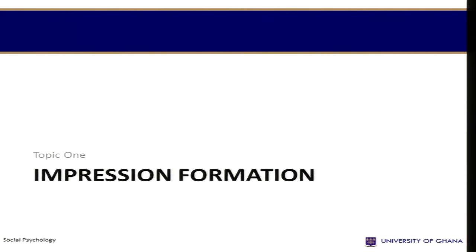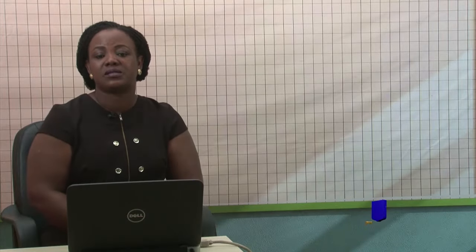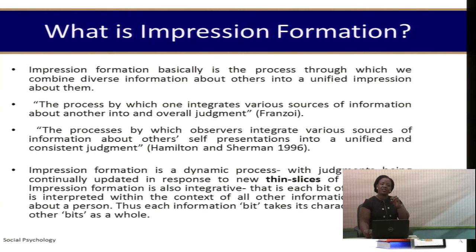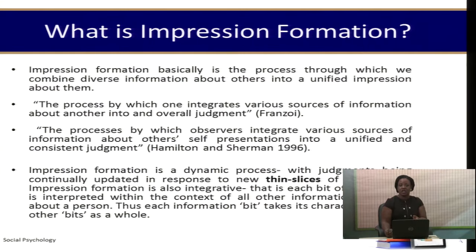So what is impression formation? Simply, it refers to the process where we try to use diverse information about others into a unified impression about them. So you are not using just one bit of information, but you are using several pieces of information, what you call the thin slices. So you get a bit from this person, you get a bit from that source, you get a bit from here, you get a bit from that, and you put all the bits and pieces of information together to form a judgment about something, someone, or someplace.